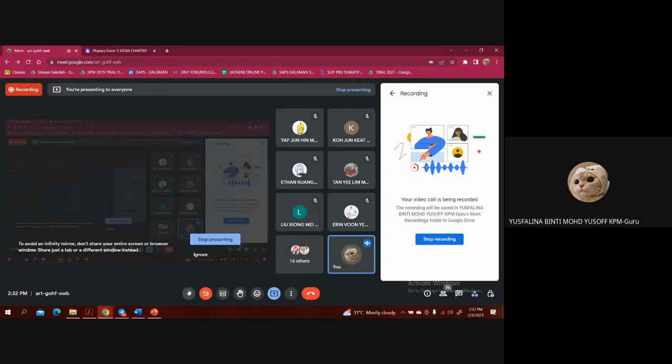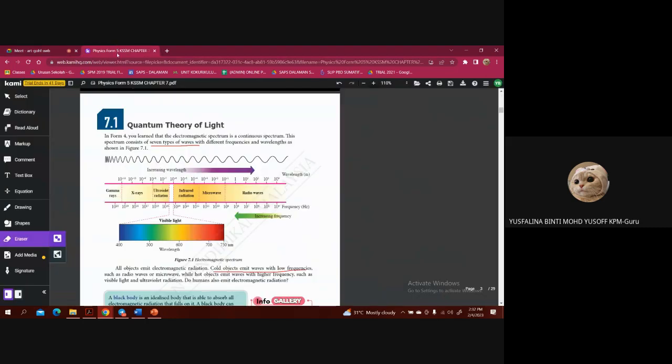So today, we continue on chapter 7, the last chapter: quantum theory of light. For this one, I use the notes from the textbook. You can also use the notes that I give, but those explain things in too much detail. So I use the textbook. So this one is the quantum theory of light.